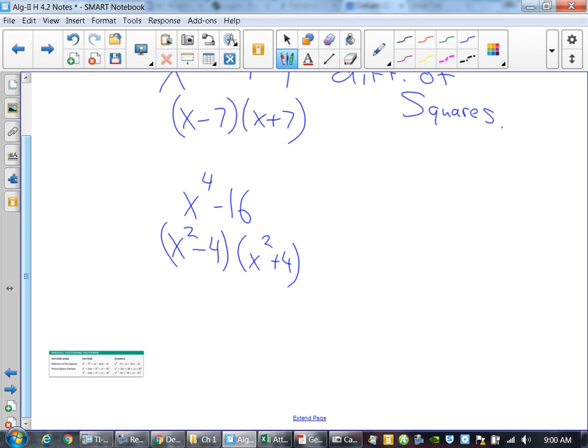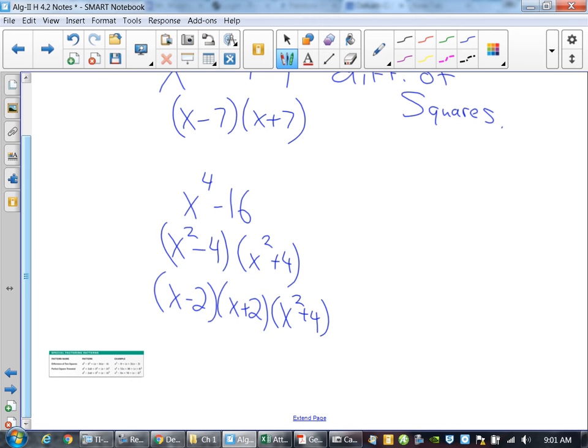Then what do you do? Factor further. Is this still factorable? Yes. Is that a perfect square? Yeah. Is that a perfect square? Yeah. Is that subtraction? Your 2 terms are. So x minus 2, x plus 2. And then here, I can't do anything about it because it's got a plus sign in between. And you're fully factored. Okay?